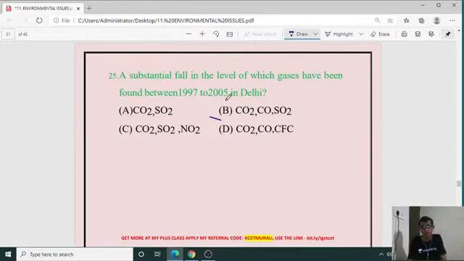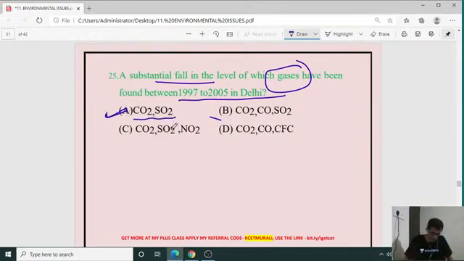A substantial fall in the level of which gases has been found between 1997 to 2005 in Delhi because of stringent measures to reduce air pollutants? The Delhi government made many rules and regulations to reduce air pollution. As a result, a substantial fall in the level of gaseous particles which are important, which are causing the air pollution. So 25th, it is carbon dioxide and sulfur oxide.